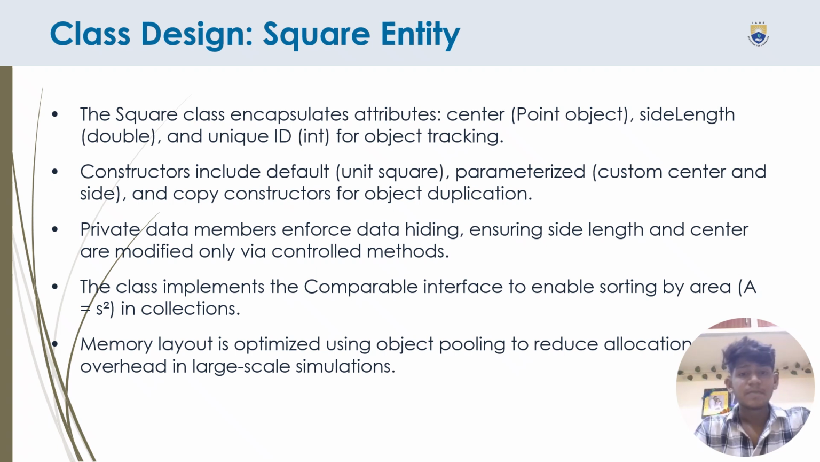Private data members enforce data hiding, ensuring side length and center are modified only via controlled methods. The class implements the Comparable interface and enables sorting by area, A equals S squared, in collections.